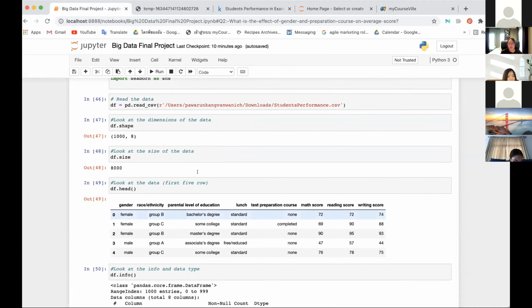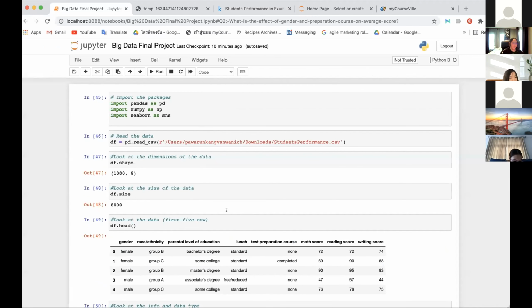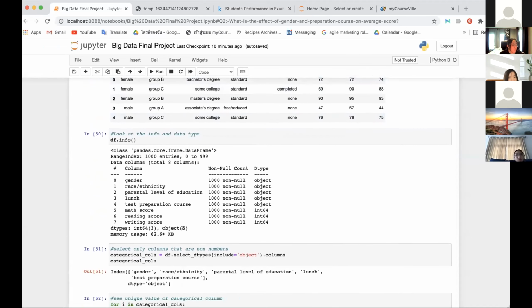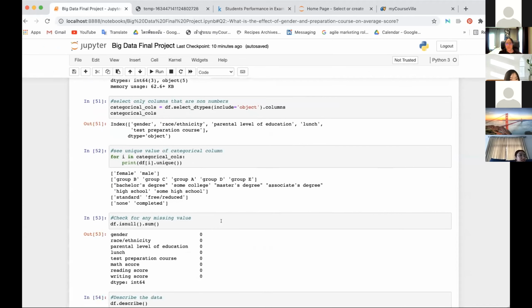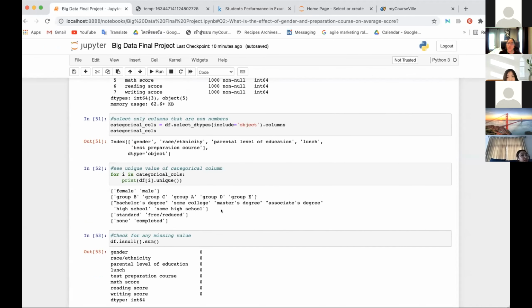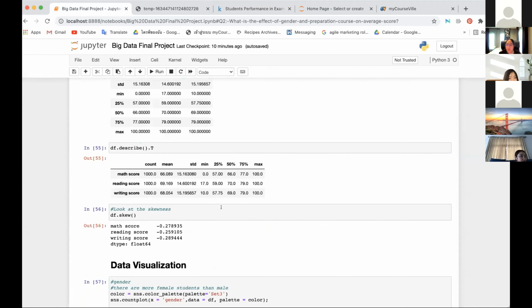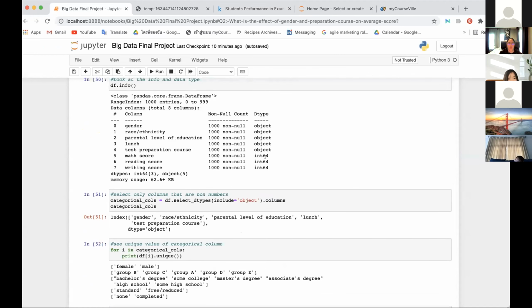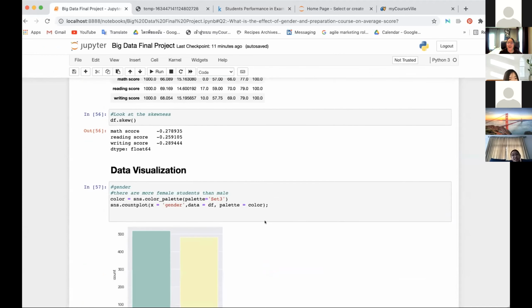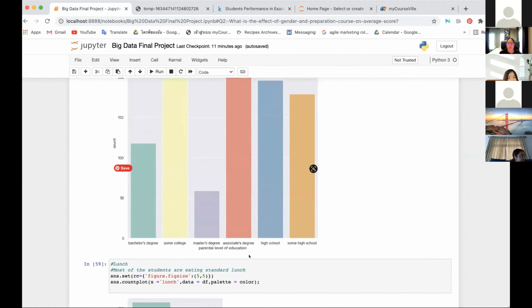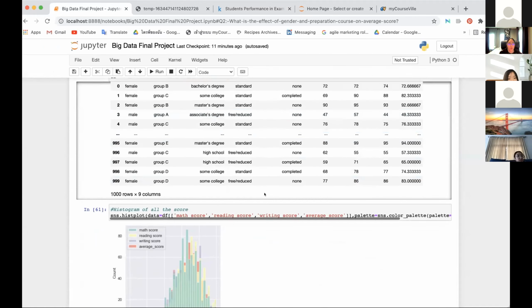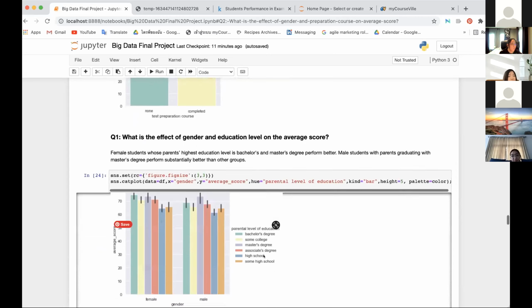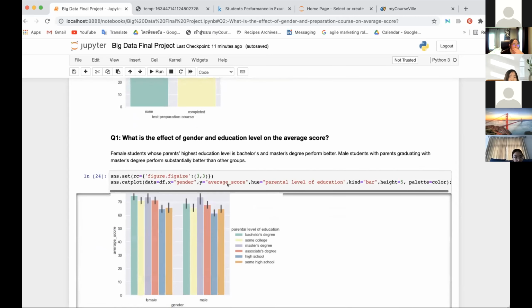Okay. So this is what I've been doing first. I just look at the shape and size and the description. So you put in the data frame. Yeah. So A, B, C, D, E. Good. Some of them are object and some of them are integer. So I've done some basic visualizations and also answered the questions that I've been asking.